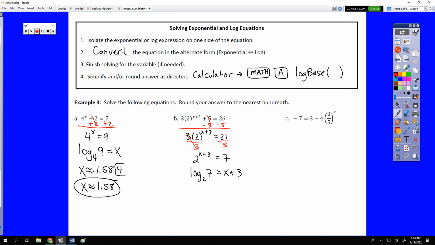We need to solve that a little bit further by subtracting 3, but it doesn't get subtracted from the 7, it just moves to the other side. So x is equal to the log base 2 of 7 minus 3, and we feed that to our calculator exactly as it is written. I'm seeing negative 0.192, which means we would be keeping that as negative 0.19.